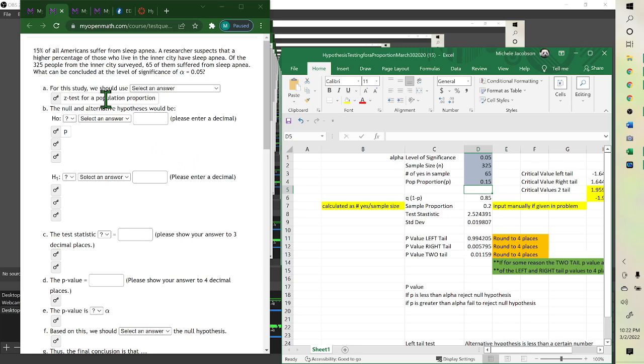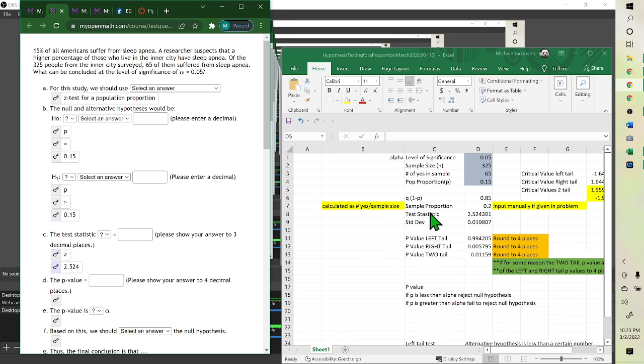15% of all Americans suffer from sleep apnea. A researcher expects that it's higher. So the null hypothesis is always equal to the 15%. And then the alternative, if we want to test higher, we're testing greater than. So we plugged in our values.